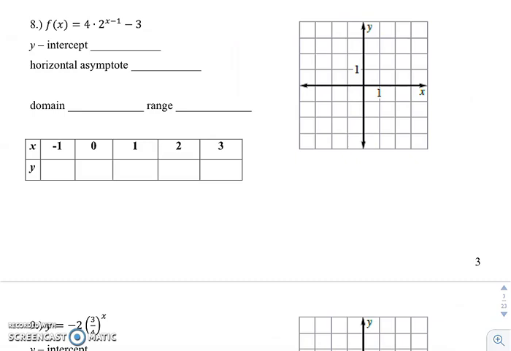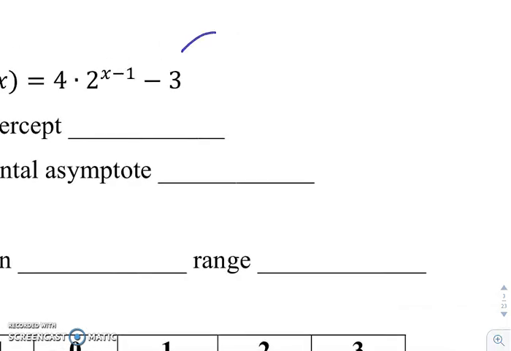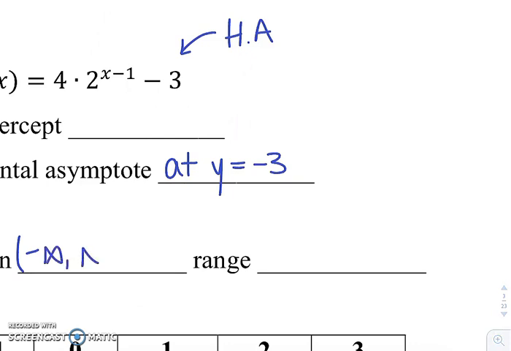Let's do 2 more examples. On the first one, y equals 4 times 2 to the power of x minus 1, minus 3. The horizontal asymptote is going to be y equals negative 3. Domain is always negative to positive infinity. And the range is going to be from negative 3 to positive infinity.